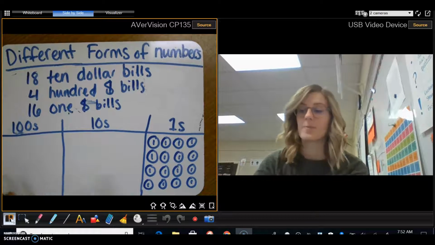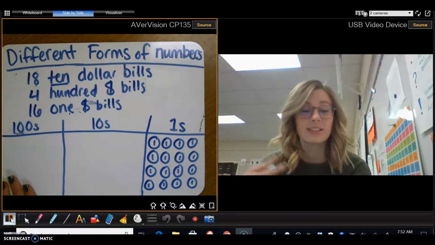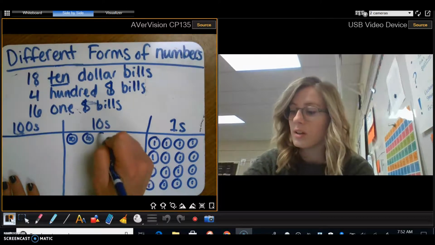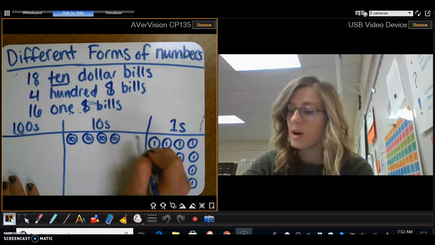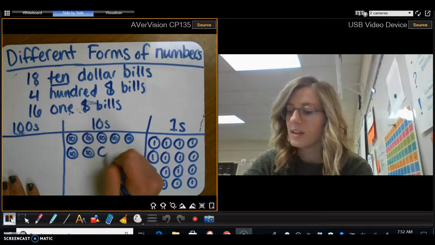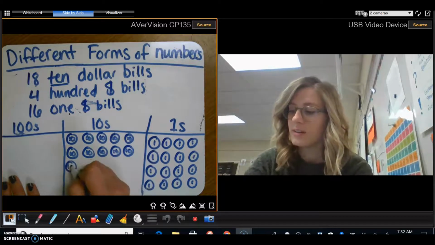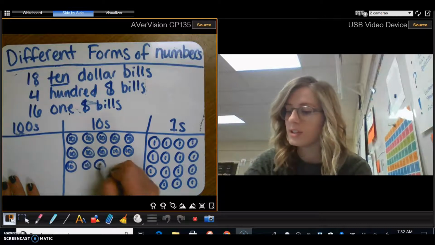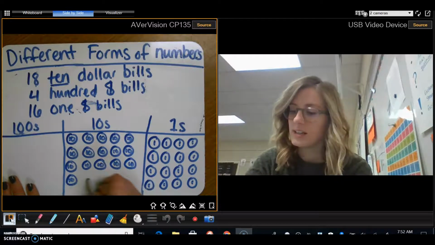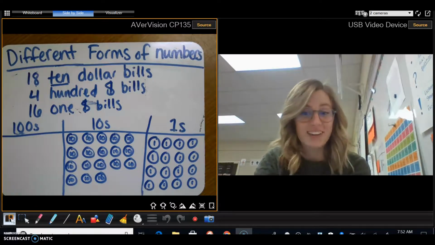Now let's look at tens. I have 18 $10 bills. So now I'm going to draw 18 circles with 10 in them. Ready? 1, 2, 3, 4, 5, 6, 7, 8, 9, 10, 11, 12, 13, 14, 15, 16, 17, 18. So I have my 18. I know this is a lot of circles right now.